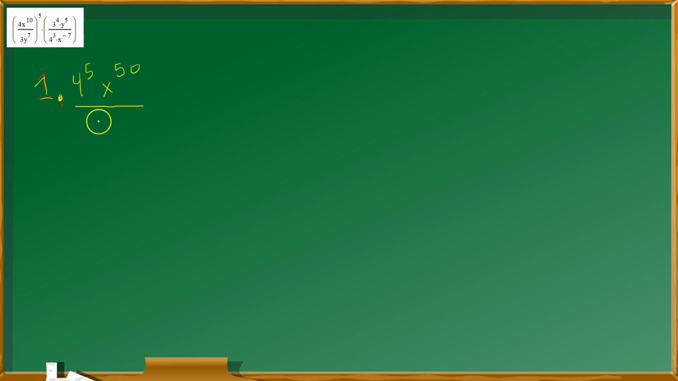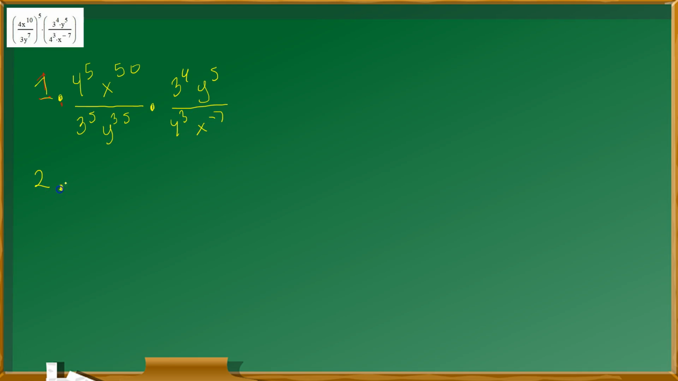So you're going to have now 3 to the 5th. That 5 that you see in the exponent up there, that has to go over to the 3 individually. It has to also go over to the y individually. So you're going to have y to the 7. 7 times 5 is 35. So you end up with y to the 35th. And all of this is being multiplied by 3 to the 4th times y to the 5th, divided by 4 to the 3rd times x to the negative 7th.